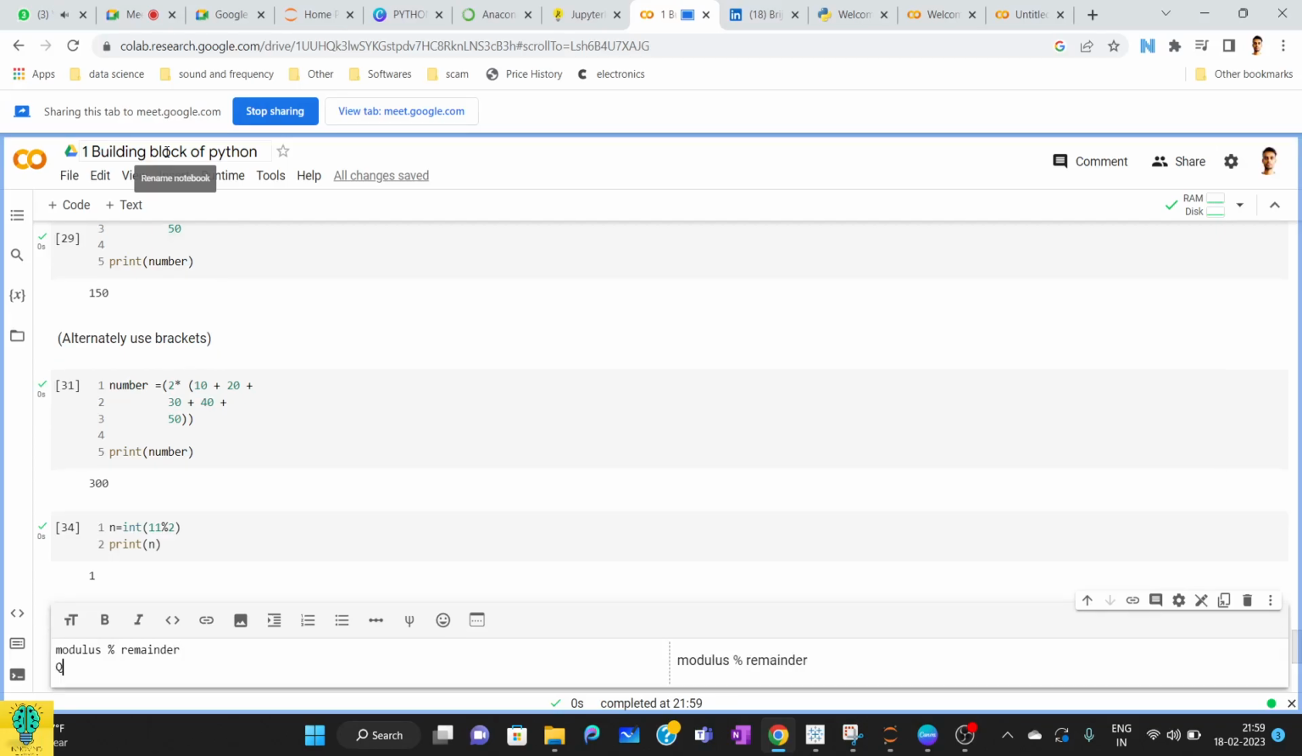If you want the quotient part, you have to type this symbol. This is going to give us the quotient. So 11 slash 2 means 11 is getting divided by 2 and we are getting it 5 times. Okay, so the answer was 5. When I type the percentage sign, it is going to give us the remainder.